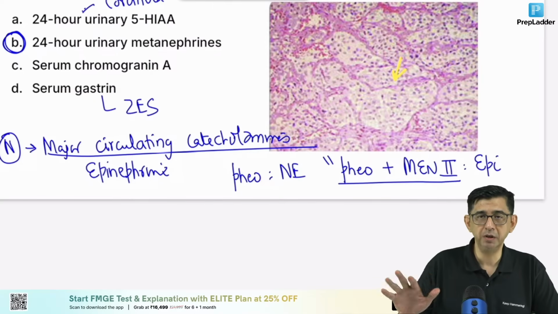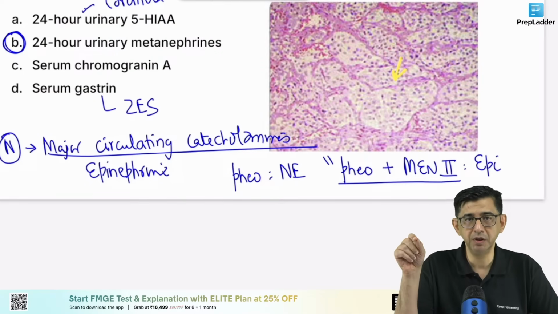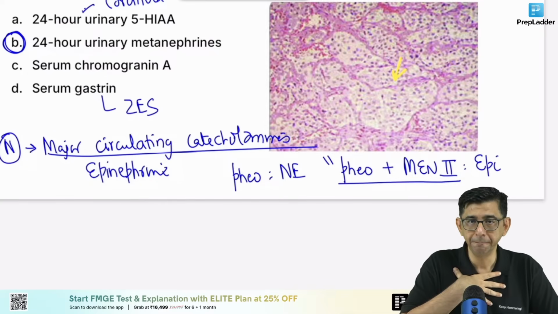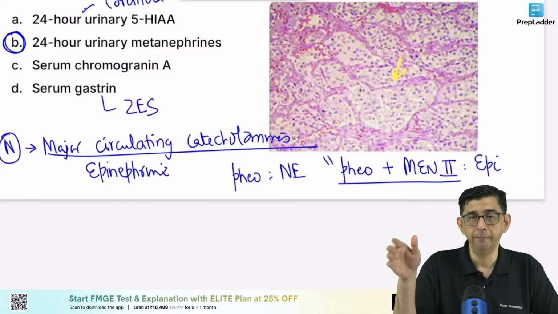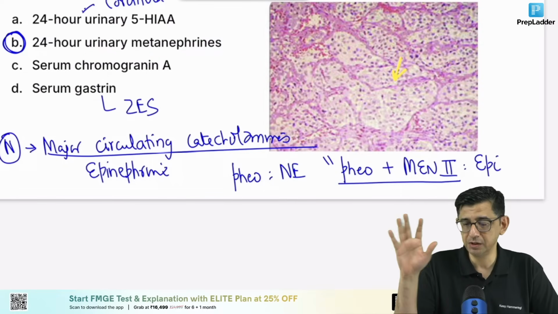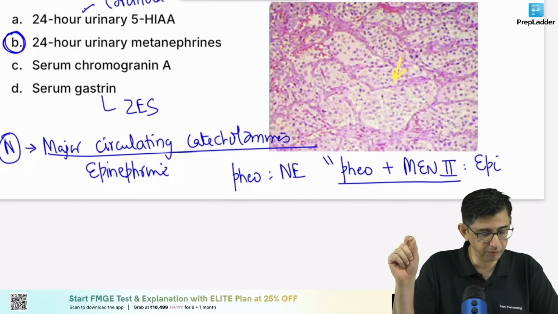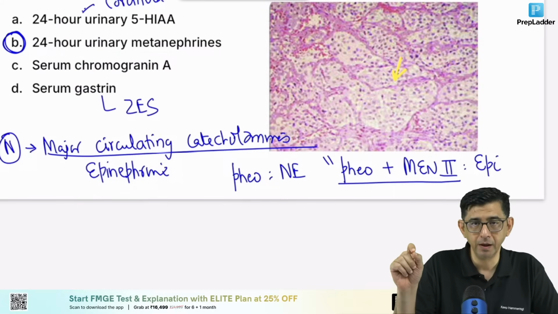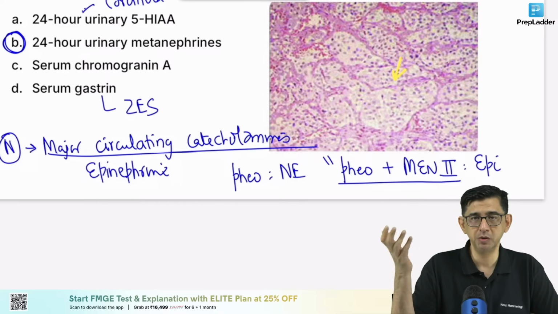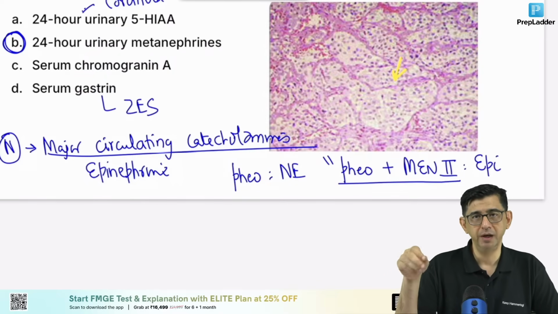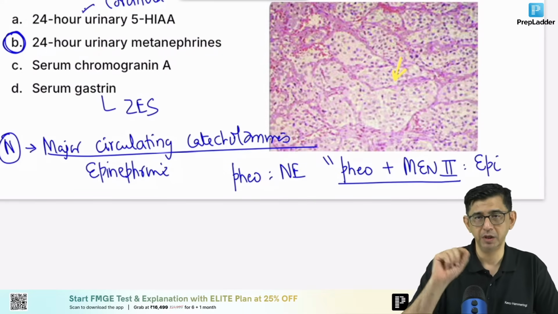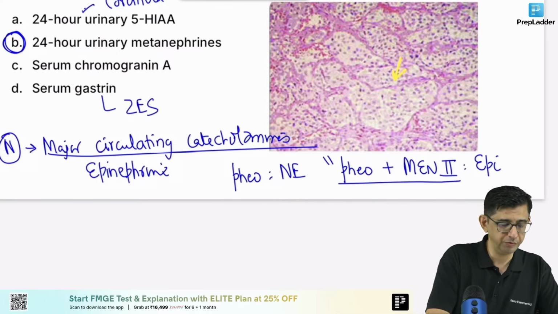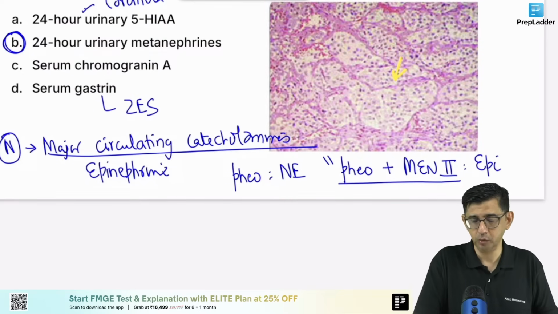I hope it is clear to everybody that for two questions the answer is epinephrine: for normal people like you and me, and with MEN syndrome, that is Sipple syndrome. But if it is just a plain question saying pheochromocytoma, then the answer would be norepinephrine. Multiple endocrine neoplasia will also be associated with parathyroid adenoma. Obviously there are multiple associations, but these minor aberrations in the questions are ones that I think should be remembered.